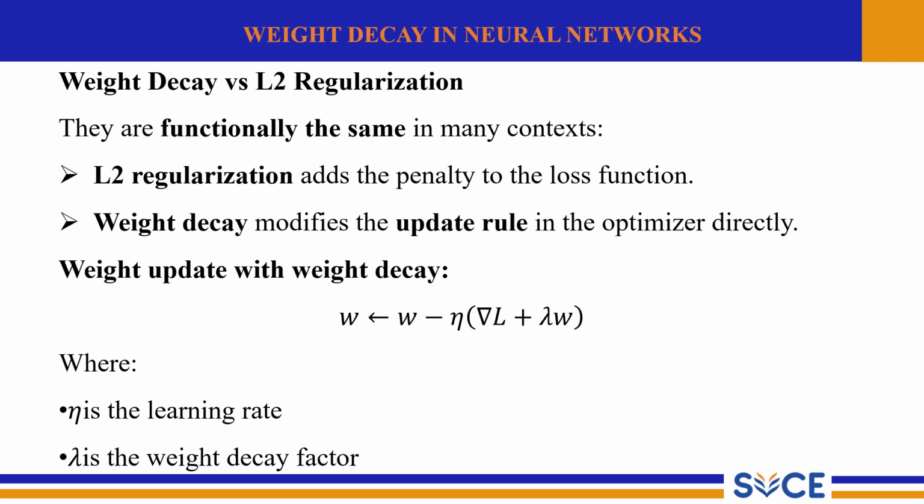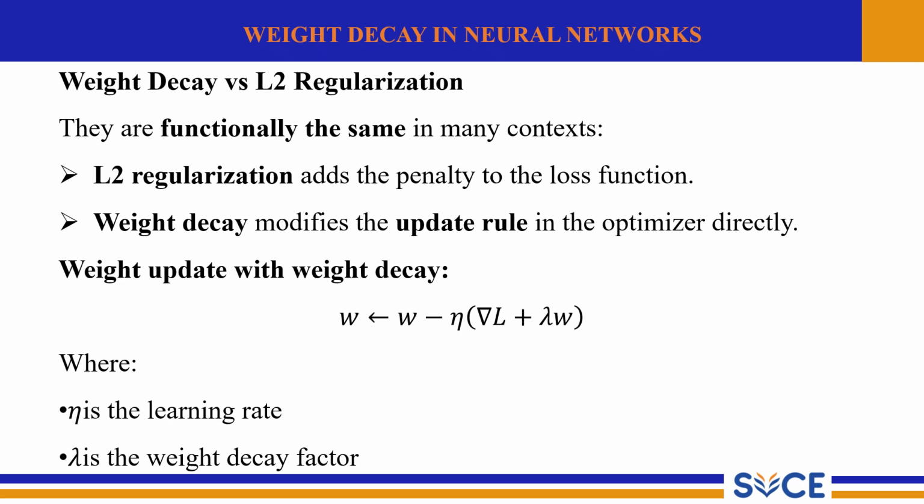Weight decay versus L2 regularization. These two techniques are often considered equivalent but are implemented slightly differently. First, L2 regularization. In L2 regularization, we add a penalty term directly to the loss function. This penalty is proportional to the squared value of the weights. The optimizer then minimizes both the prediction error and the penalty, keeping weights small.